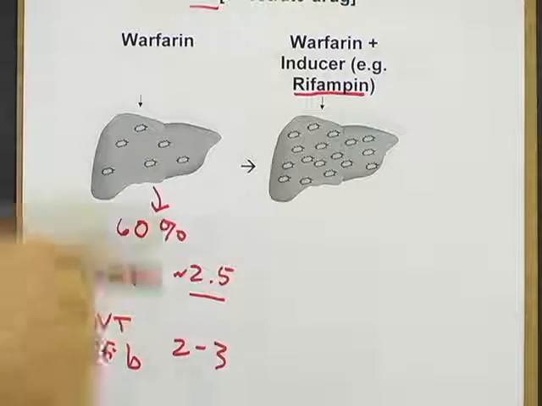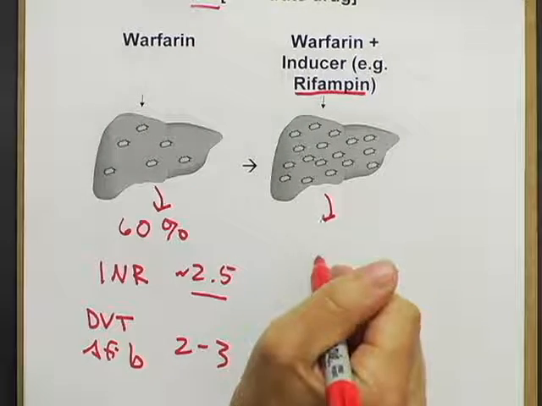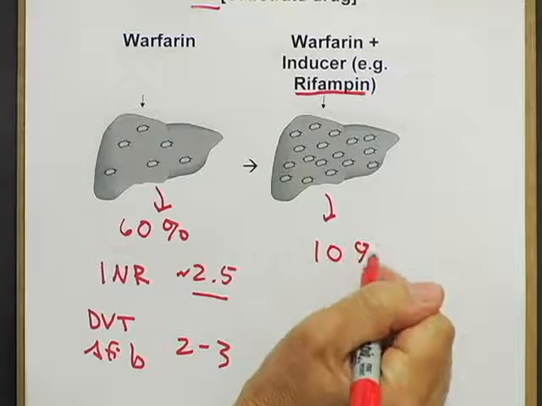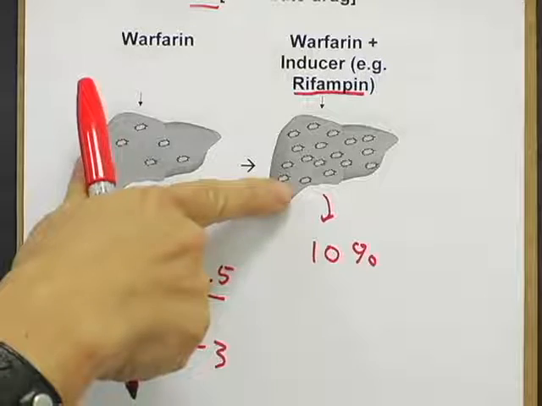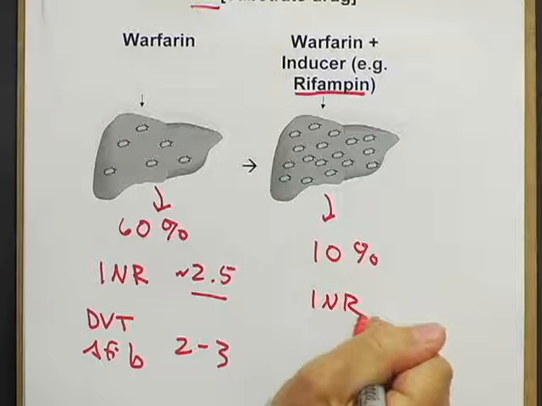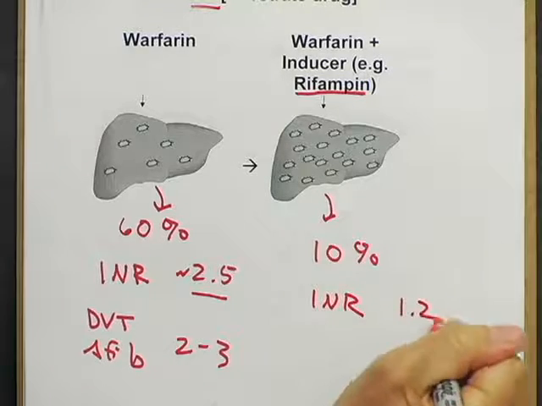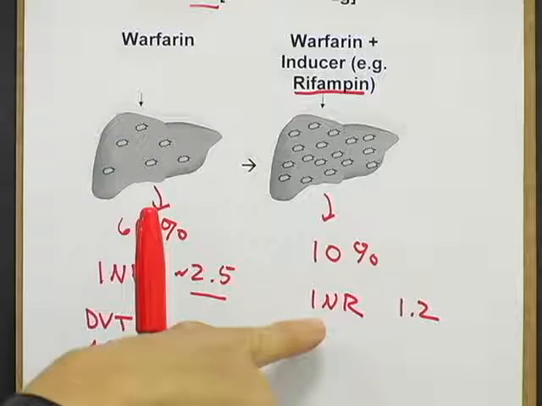Poor warfarin does not have a chance. It is going to go in through first pass and hardly any of it is going to come out. Let's say 10% of it is now available systemically because most of it was destroyed here. And now the INR goes down to, let's say, about 1.2. Well, this is almost normal. A person not on warfarin has an INR of about 1.